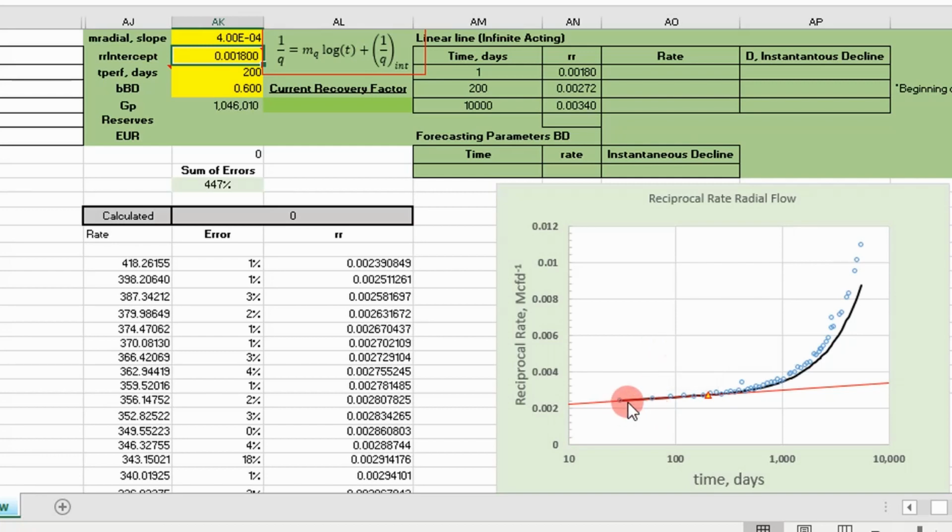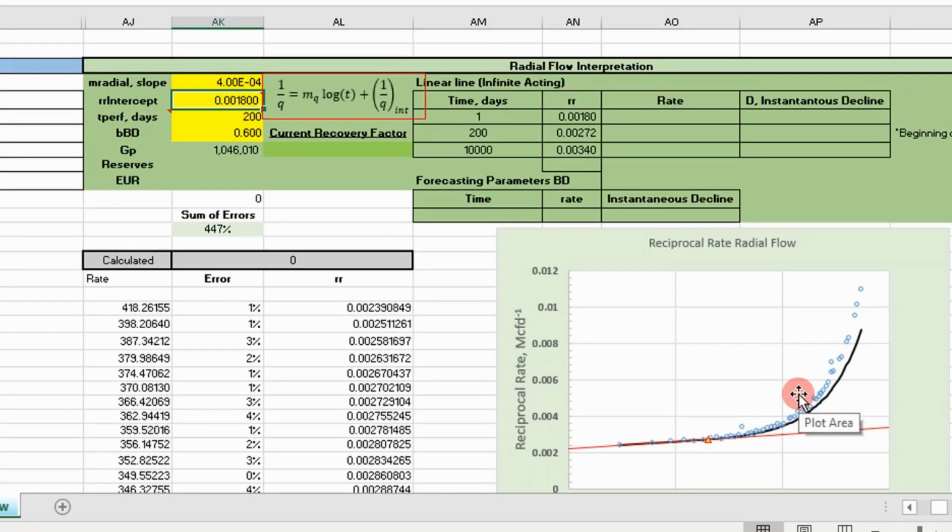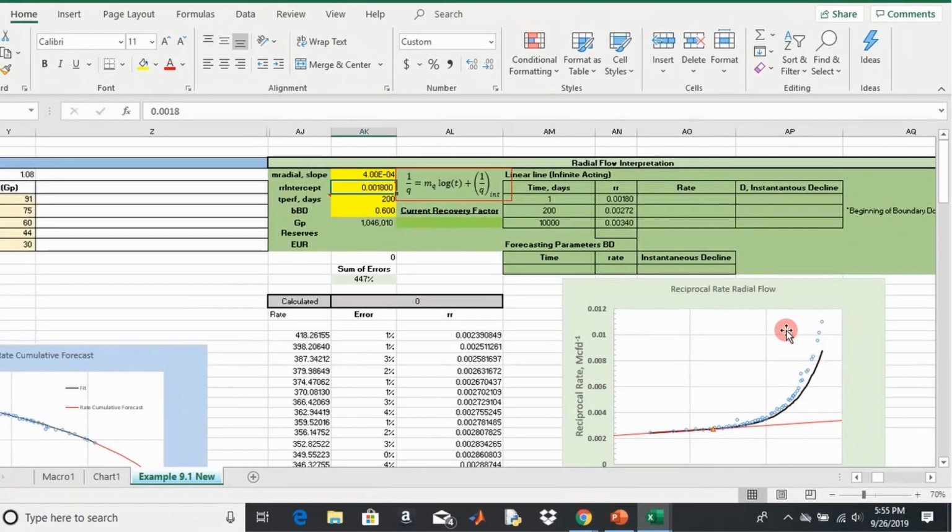In this case, that looks pretty good to me. That looks like a straight line. Your data may be skewed, and you may have to change your interpretation. Here it looks pretty straight. So I've gotten pretty close to where I want to be. And so now what I want to do is I want to apply solver and try to fit my boundary dominated flow right here to these last data points.